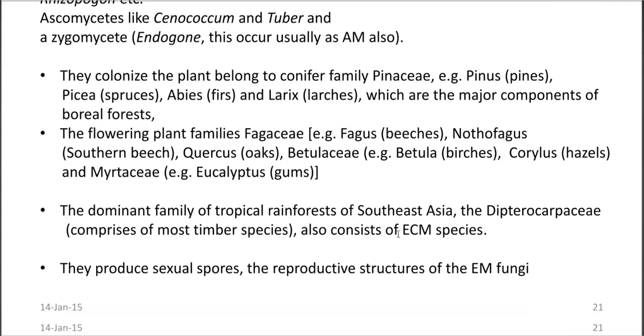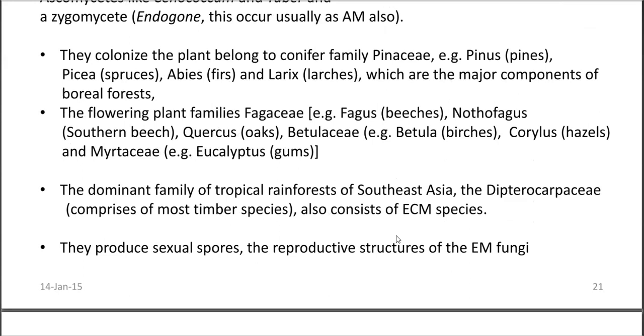Next we look at the list of woody plants that commonly occur in the tropical rainforests of Southeast Asia. Most of them belong to the family Dipterocarpaceae, which mainly comprises timber-yielding plants. These plants are effectively colonized by the ectomycorrhizal fungal species.